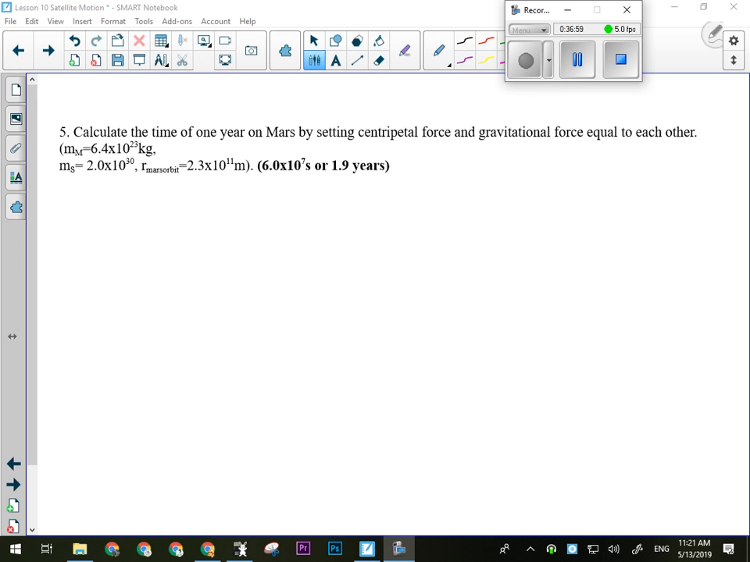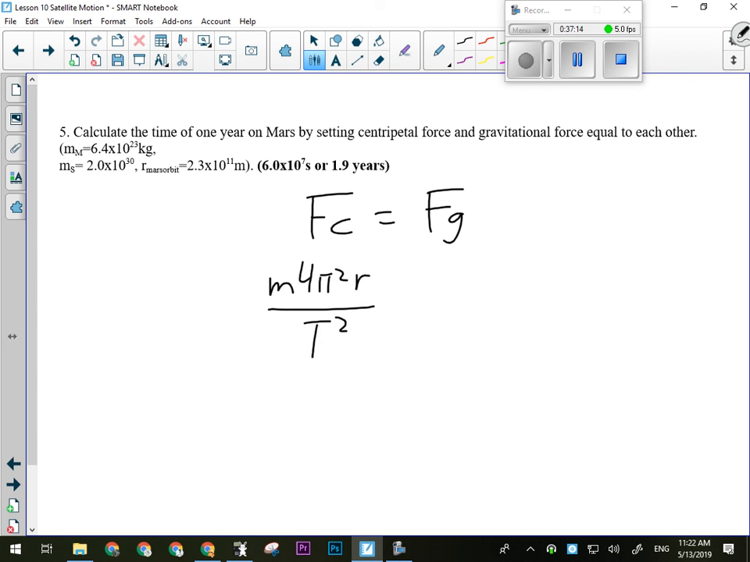Okay, so we're trying to find the time of 1 year on Mars by setting FC equal to FG, which means we're looking for the period, big T here. So we're going to substitute in. We're going to have m times 4 pi squared times r over T squared. I've already done this part where I've done 2 pi r over T, squared everything, plugged it in, and canceled off the r on the bottom and the square here.